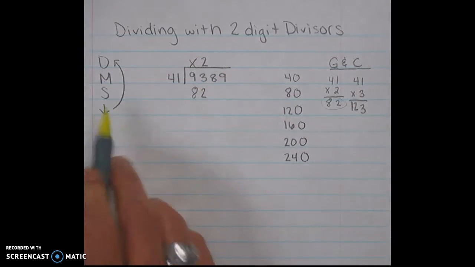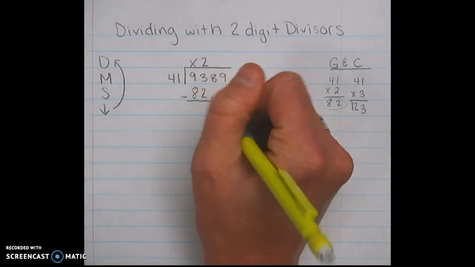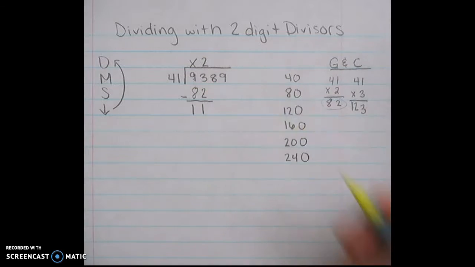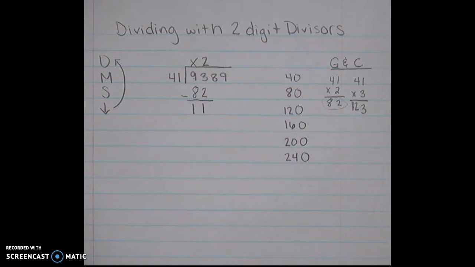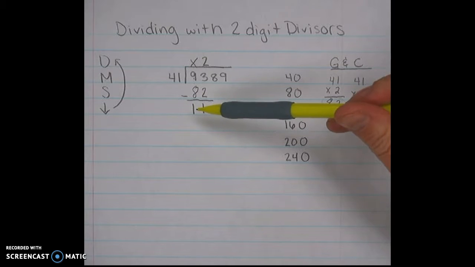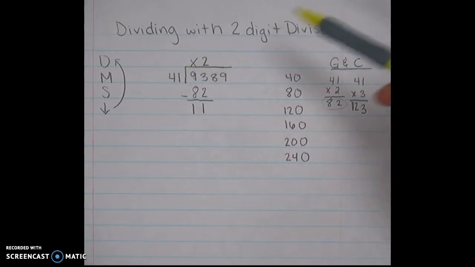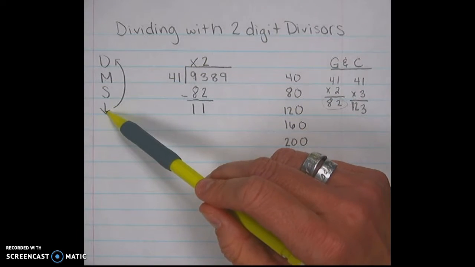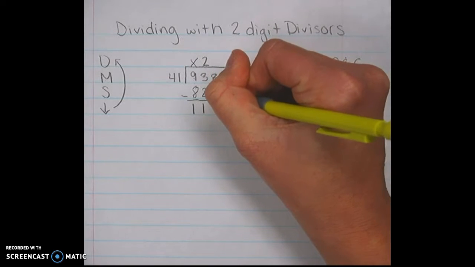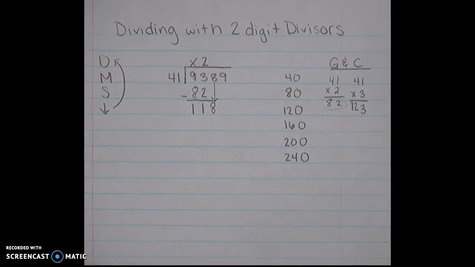My next step is to subtract. 3 minus 2 is 1, and 9 minus 8 is 1. Little different than we're used to. We're not used to having 2 digits when subtracting, but when using a two-digit divisor, that happens quite often. So my next step is to bring the next number down. Wowzers, now I have 118.